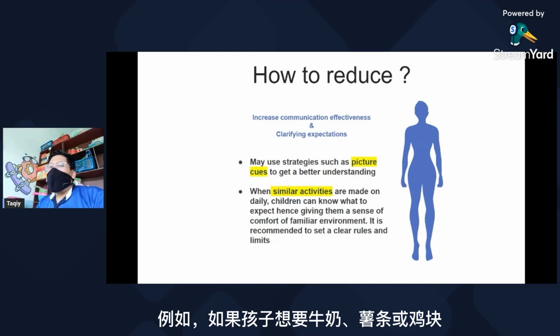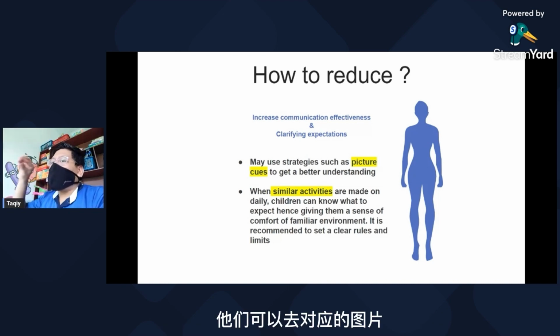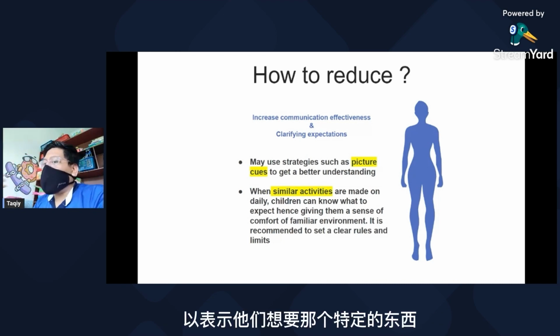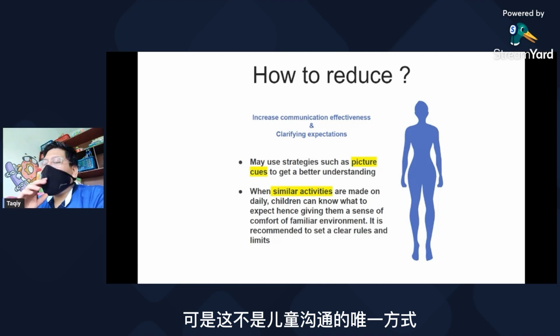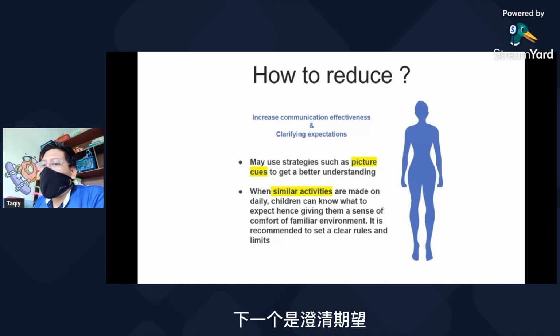For example, if the child wants milk or fries or nuggets, they can go to the specific picture to indicate that they want that particular thing. So that is picture cues. It is a way of communication for the children. However, it is not the only way for the children to communicate. Okay, next one is clarifying expectations.